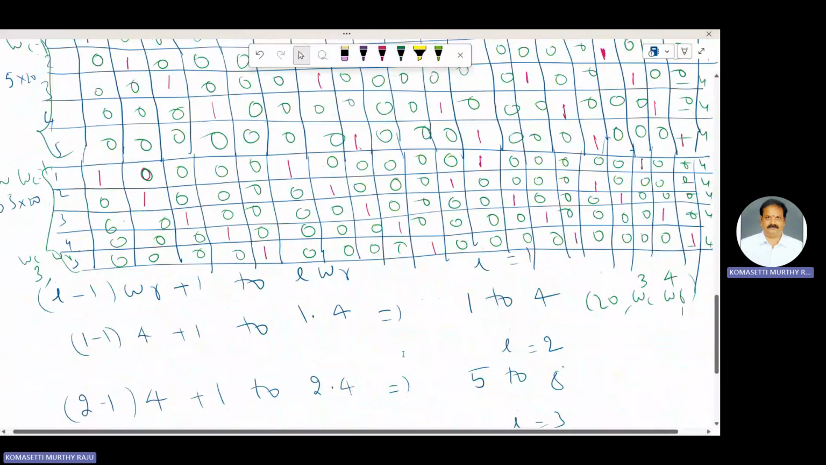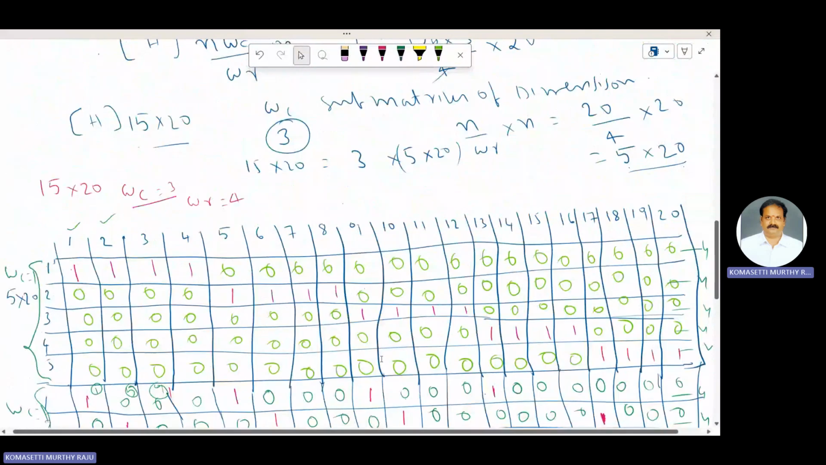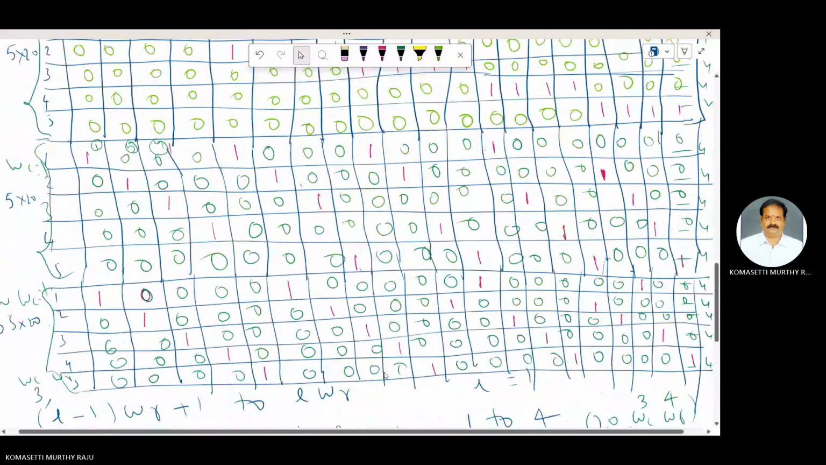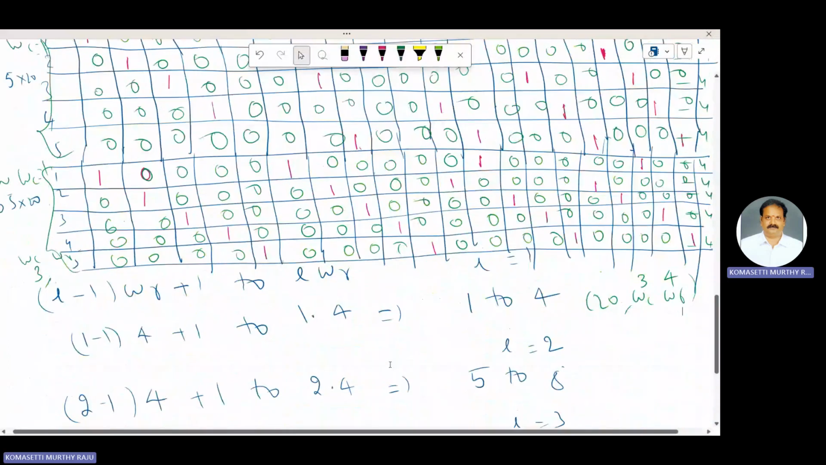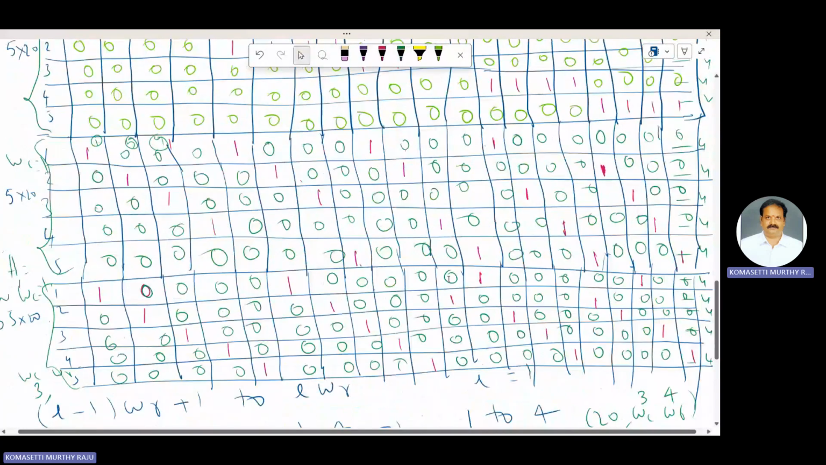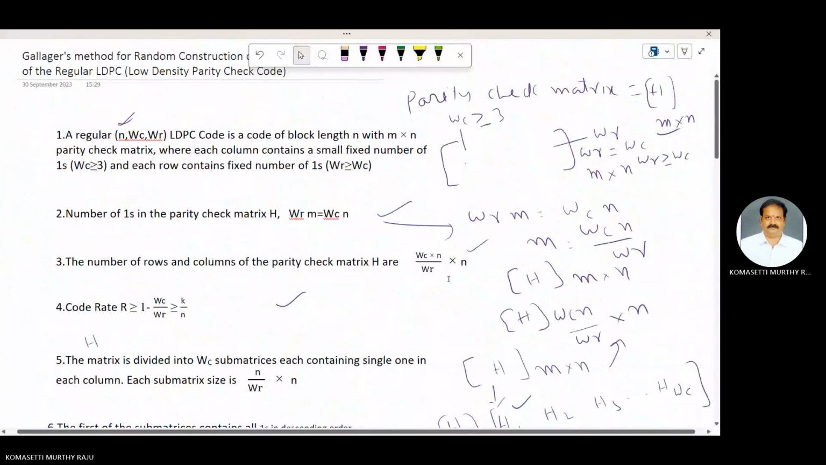By using this procedure, the main H parity check matrix is designed. With this, the design of capital H matrix, the parity check matrix of the LDPC code, is complete. The design of that LDPC code is based on Gallager's method for random construction of parity check matrix H of the regular LDPC, low density parity check code.